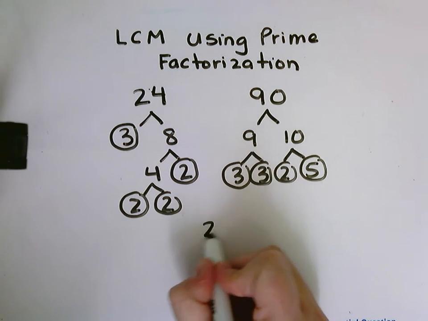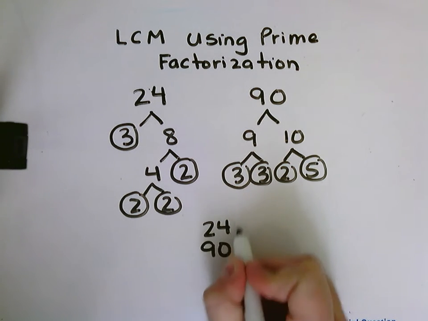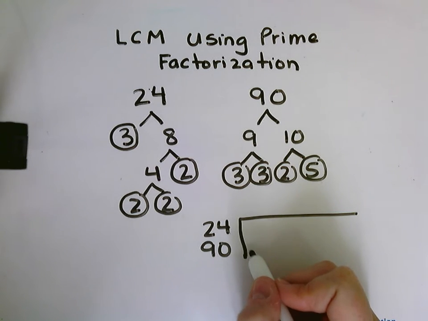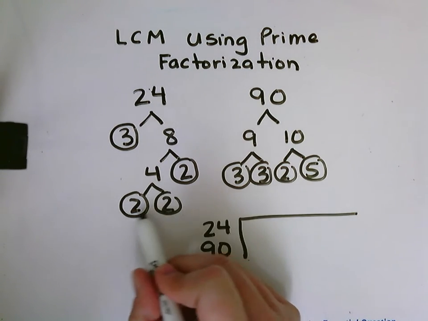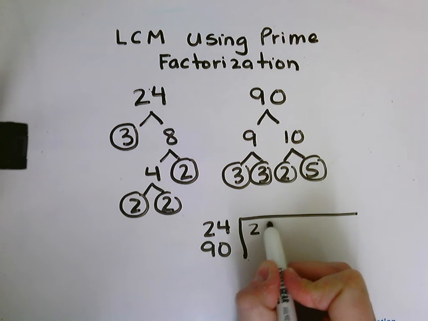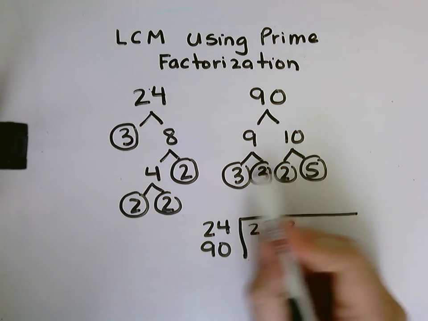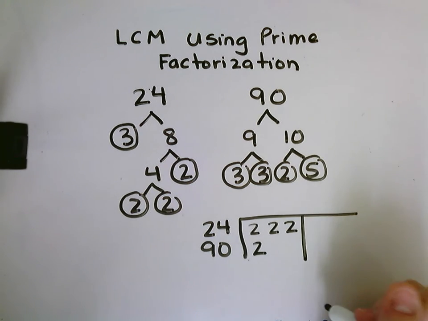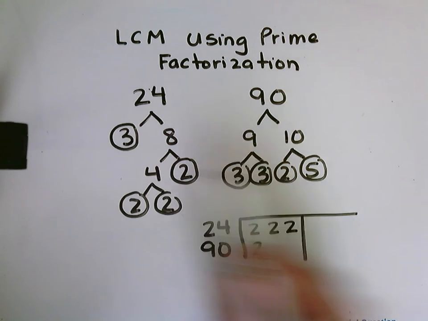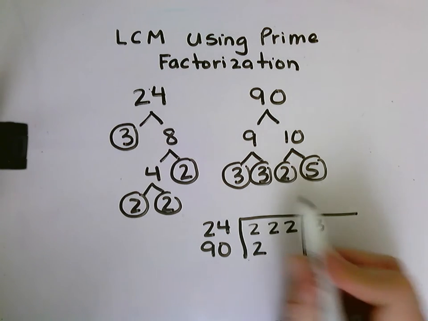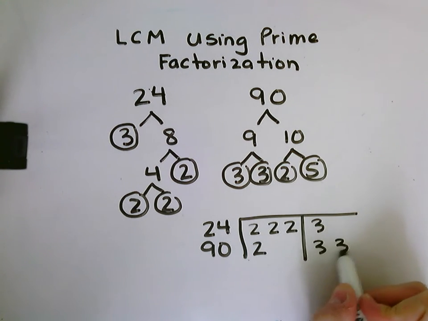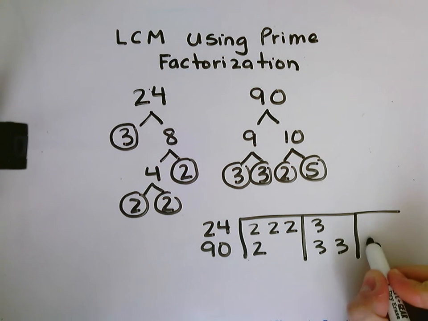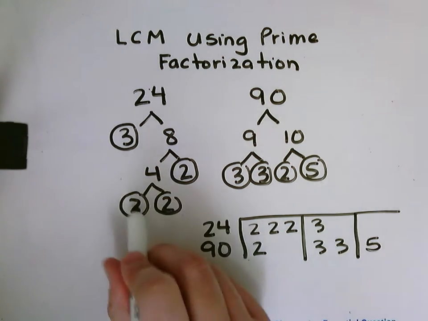So I'm going to have 24 and 90. And again, I'm going to list out their factors. And I'm going to keep each number of factors together. So for 24, I'm going to start with 2s. I have 3 2s. When I look over at 90, I have 1 2. I'll list that there underneath. Now I'm going to go to my next number, which is a 3. 24 has 1 3. 90 has 2 3s. And then my last number is a 5. 90 has a 5. And we do not have anything else over here for 24 to use, and we've used all our numbers.